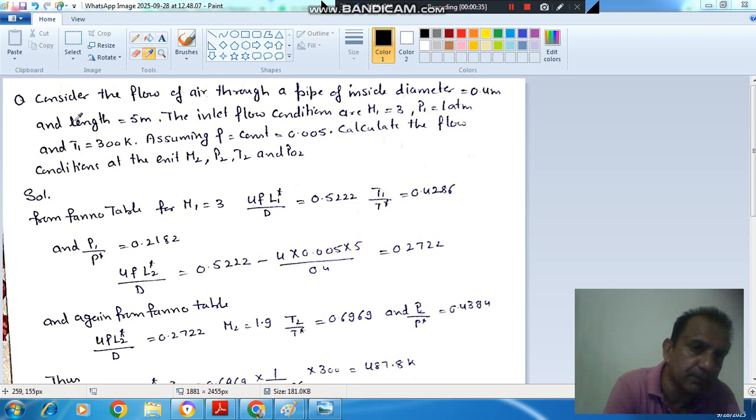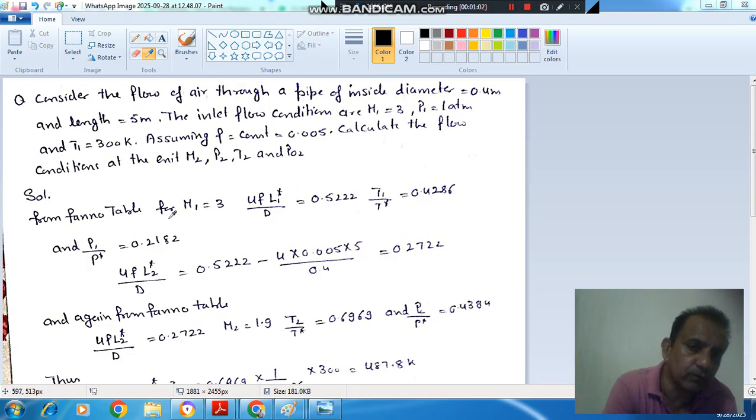So the example is: consider the flow of air through a pipe of inside diameter 0.4 meter and length 5 meter. The inlet flow conditions are M1 is equal to 3, p1 is equal to 1 atmosphere, T1 is equal to 300 Kelvin. Assume f is equal to constant 0.005. Calculate the flow conditions at the exit: M2, p2, T2 and p02.